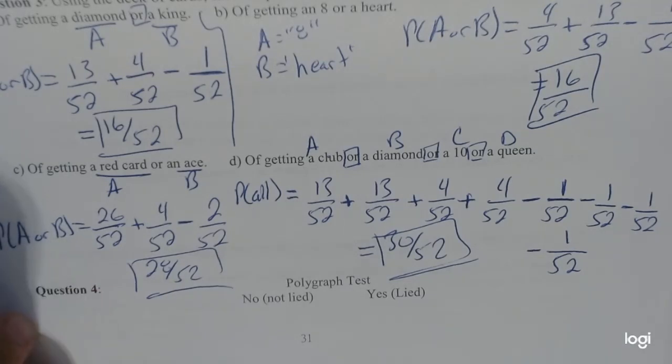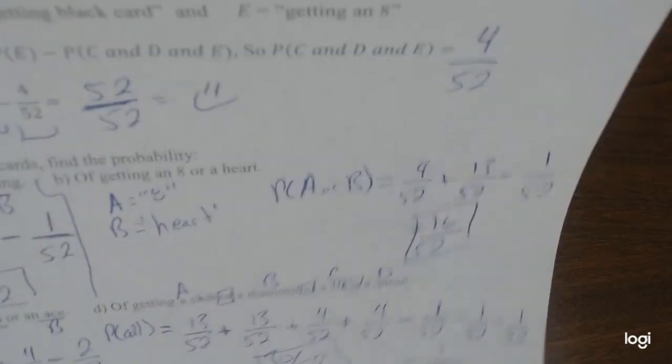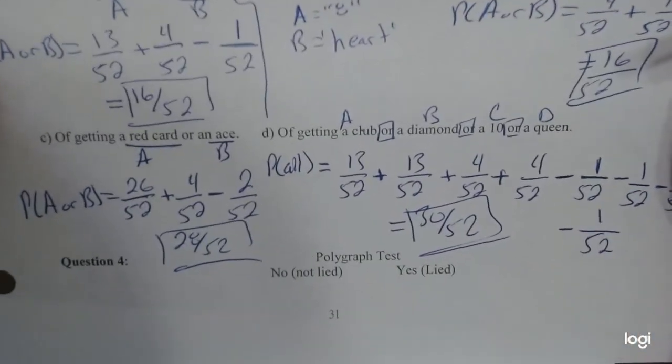All right, so hopefully it wasn't too bad. So now let's do a different type of scenario. It kind of got cut off on me, but for our case, it's the question 4 at the bottom. Again, back to the polygraph test.